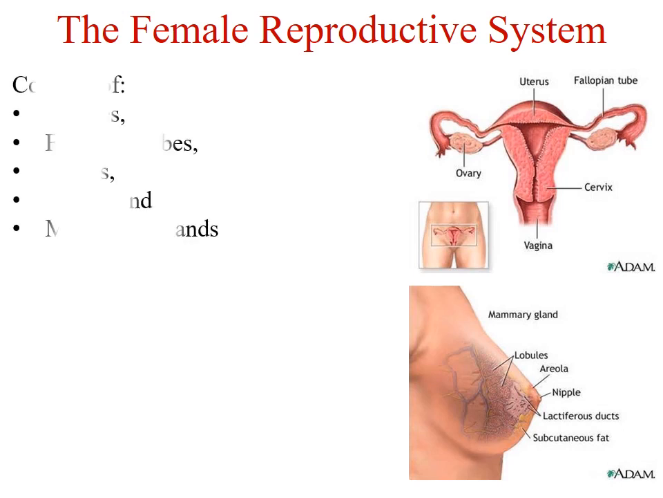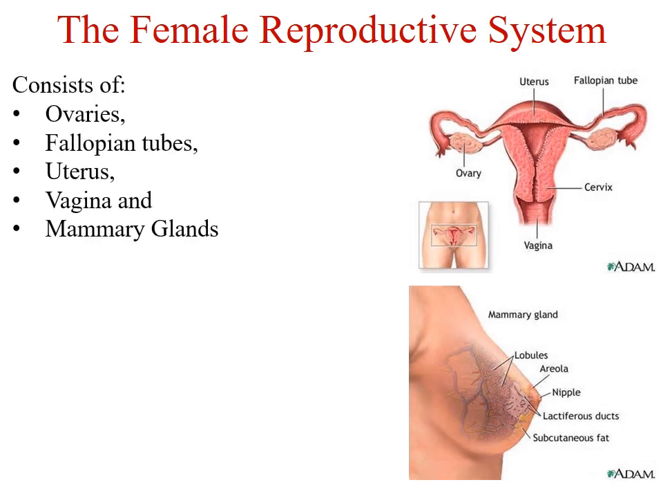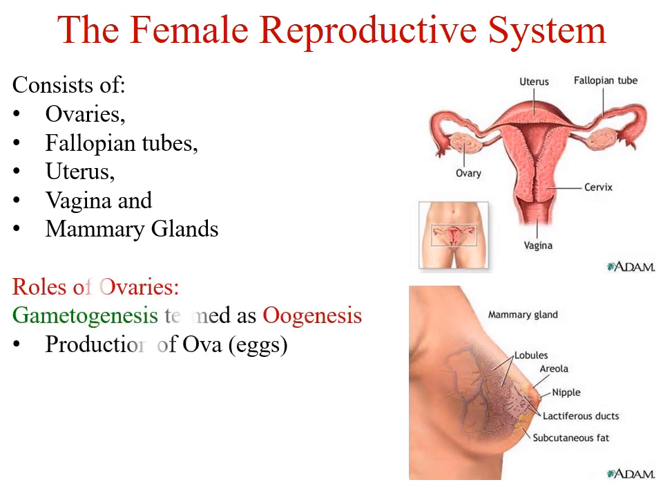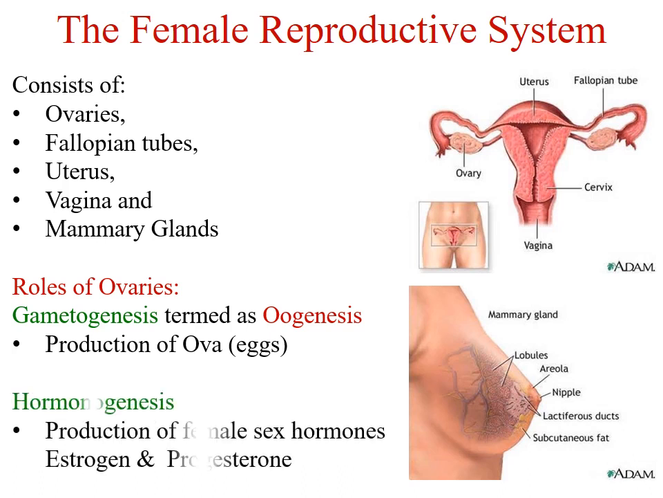Female reproductive system consists of ovaries, fallopian tubes, uterus, vagina, and mammary glands. Roles of ovaries: ovaries are involved in gametogenesis, termed as oogenesis, which means the production of ova or eggs. Hormonogenesis, the production of female sex hormones, namely estrogen and progesterone.